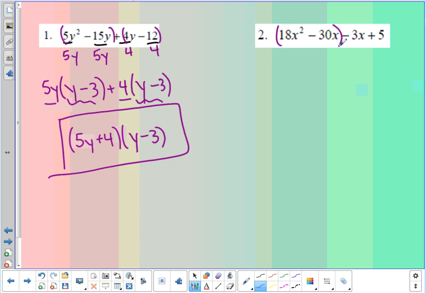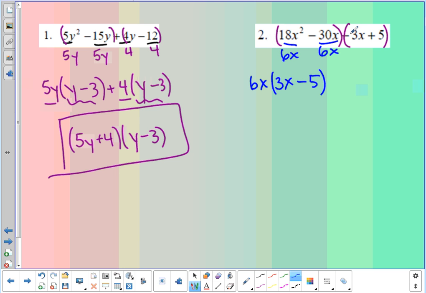So group the first 2, group the last 2. From the first 2, 18x squared minus 30x, I can take out a 6 and an x. So I'm going to divide both parts by 6x. That means 6x is my GCF out front. 18 divided by 6 is 3, and x squared divided by x is x. 30 divided by 6 is 5. X divided by x goes away. I have subtraction in the middle.